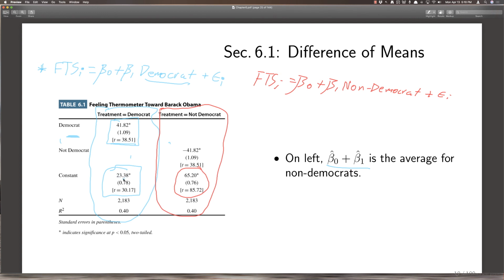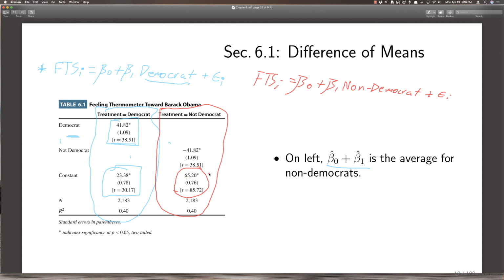That's going to be 65.20. Yeah, I just did that math in my head really fast. Actually, no, I didn't. It actually appears somewhere else. It turns out for the other version of the model, look right here what this is, 65.20.